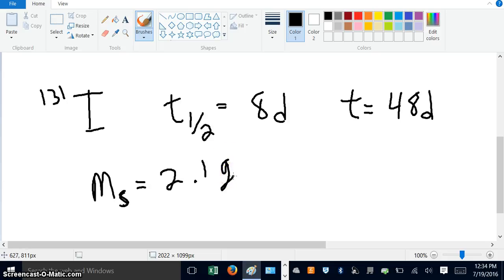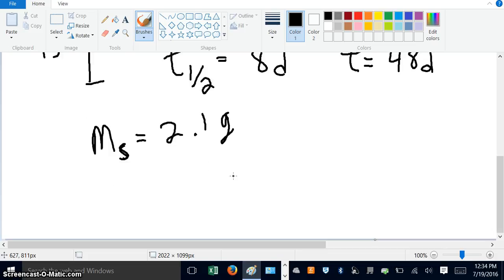It doesn't have to be in grams. It doesn't even have to be in units of mass. It could be in units of volume. A lot of times they'll talk about units of volume, like ounces or cubic centimeters or something like that. So it can be in those.